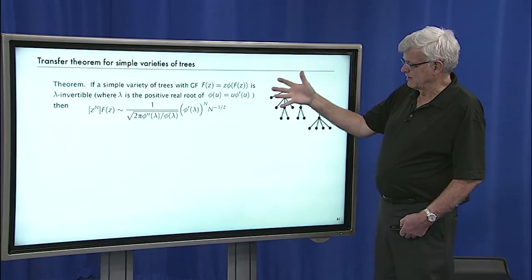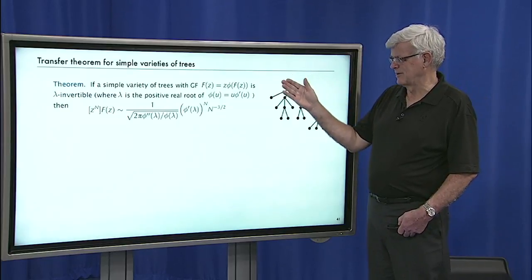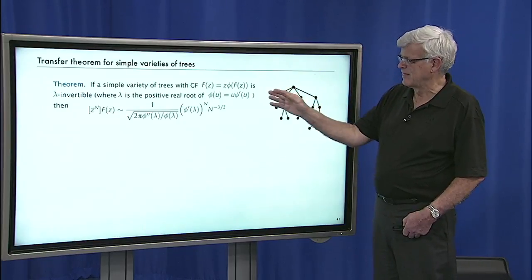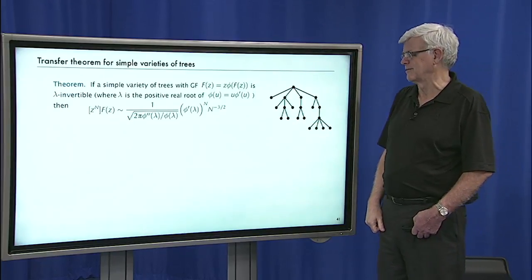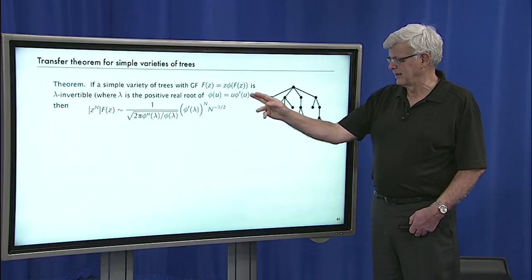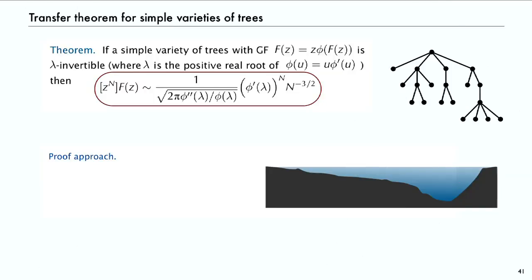So now we have a transfer theorem. If you have a simple variety of trees and it's lambda invertible, then boom, we have the coefficient asymptotics as a function of lambda. The exponential growth rate is phi prime of lambda, and the constant is 1 over the square root of 2 pi times phi double prime of lambda over phi prime of lambda. And that's all we have to know for simple varieties of trees, and that covers many, many combinatorial classes.